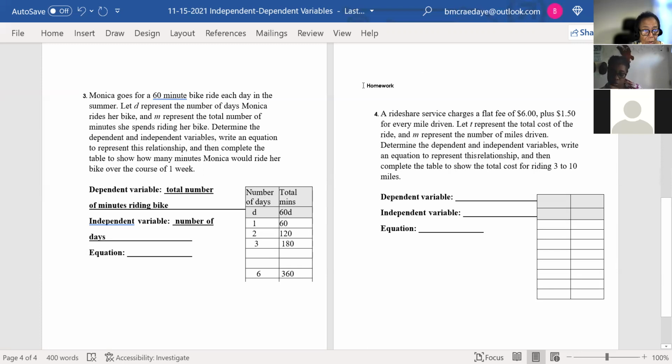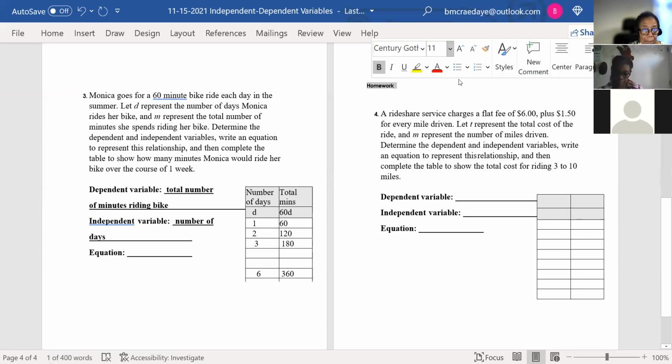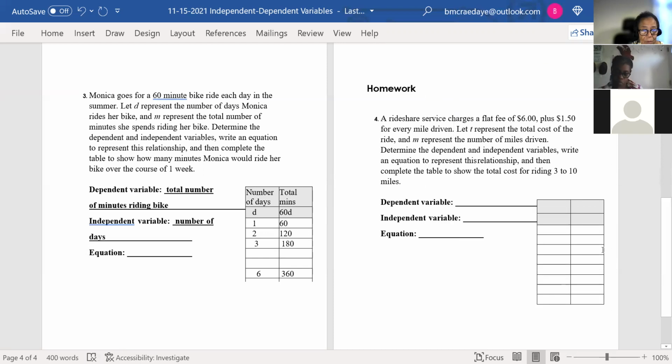So your homework is to complete the table, right? You've got to put these headings in, put the dependent variable, put the independent variable, put the equation, and then finish the table. Any questions?